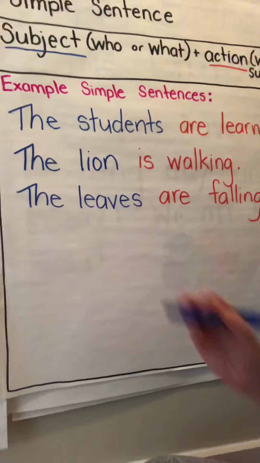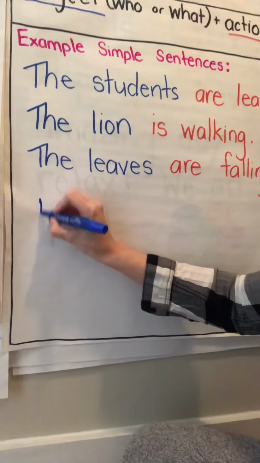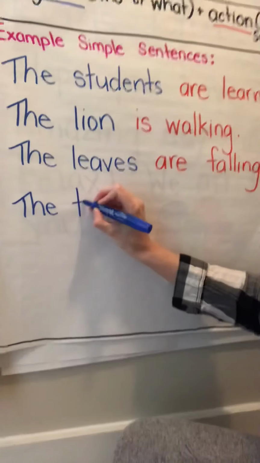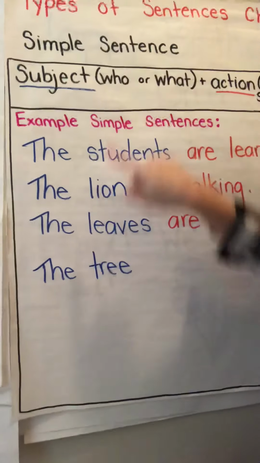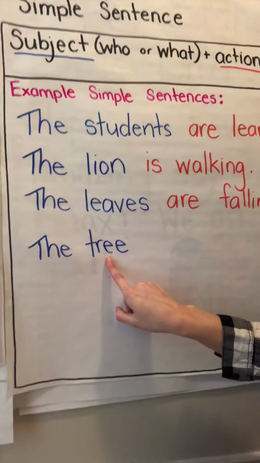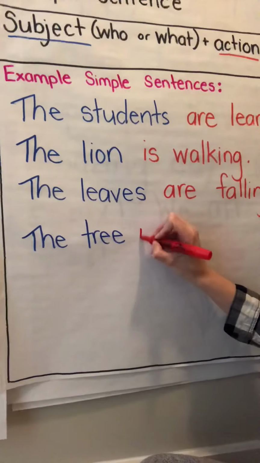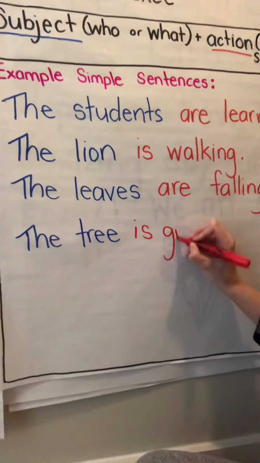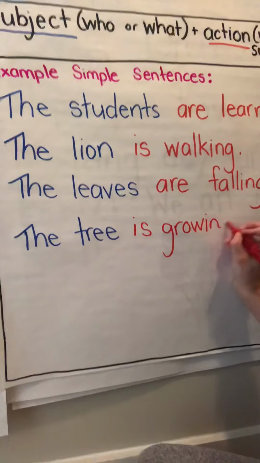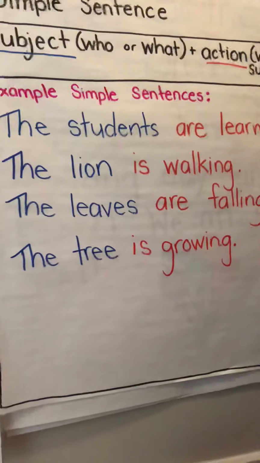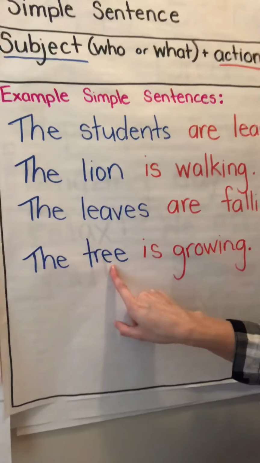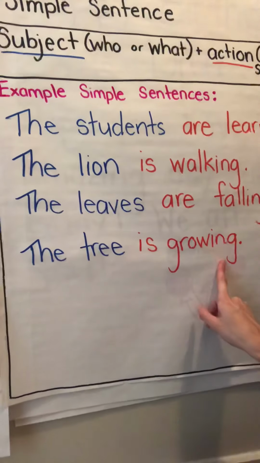Okay, let's do one more simple sentence. So I'm going to have the tree. So I have my subject, who or what this sentence is about, the tree. But I'm not finished yet because I still need this action, what the tree is doing. So the tree is growing. And I'll put my period because I'm telling something. So I have my first part, the subject, the tree, and then I have the second part, the action, is growing. So when you have a simple sentence, you're always going to have just two parts.